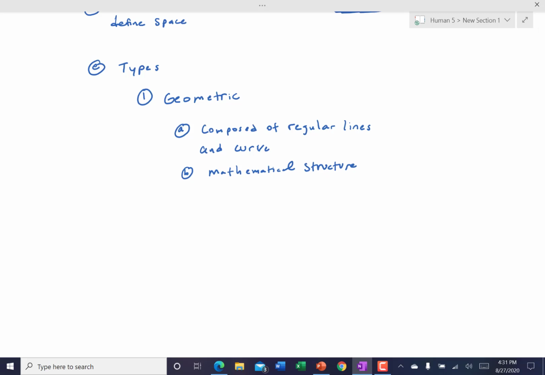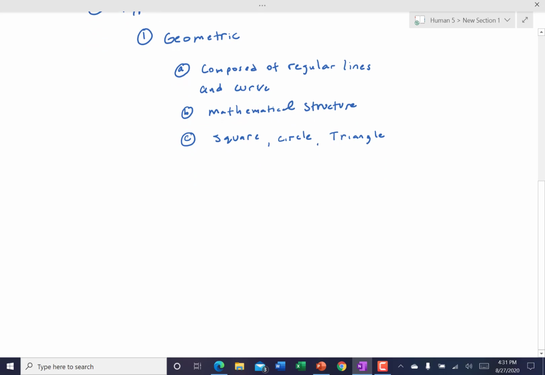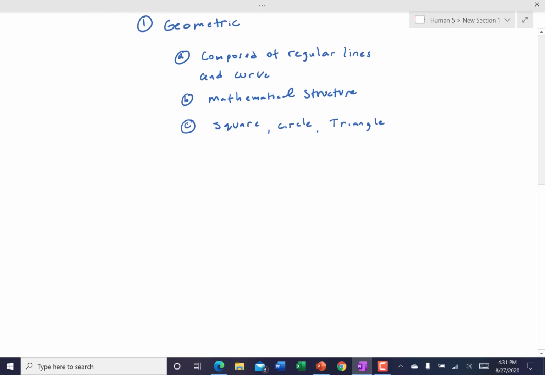What are the main geometric shapes? You have square, circle, triangle, etc. Those are the main three building ones. But of course, you have rectangle. You could have hexagon, octagon, and so on. But the building blocks of geometric shapes are those.